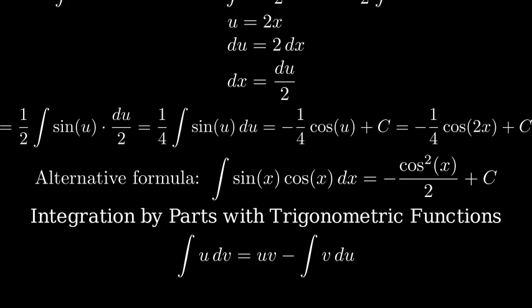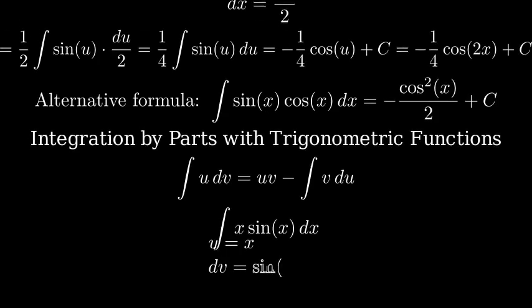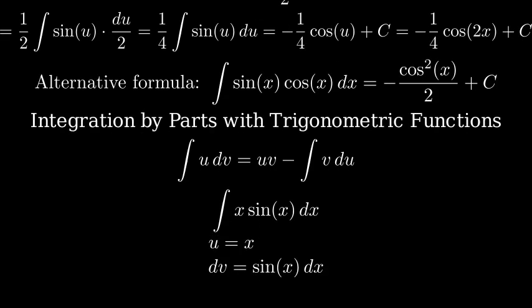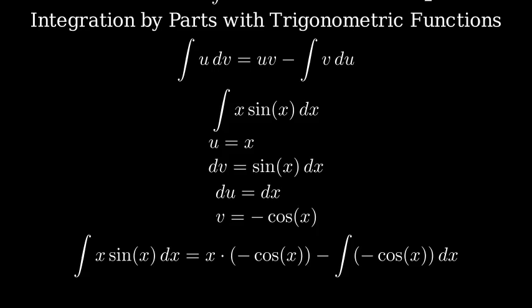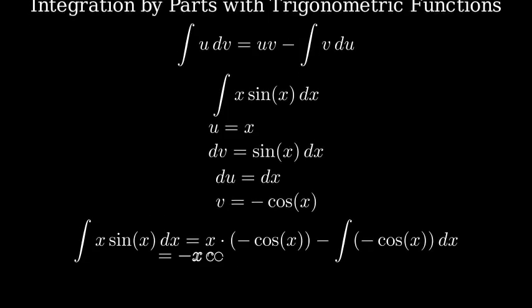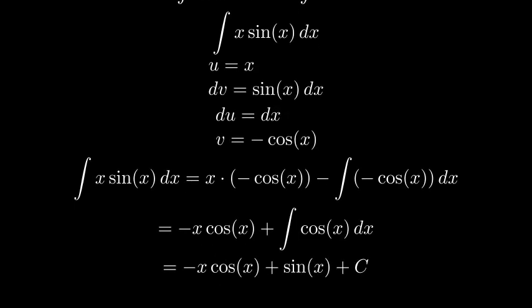Remember, the integration by parts formula is the integral of u times dv equals u times v minus the integral of v times du. Let's try to integrate x times sine of x dx. We'll choose u equals x and dv equals sine of x dx. Then du equals dx and v equals negative cosine of x. Applying the formula, we get x times negative cosine of x minus the integral of negative cosine of x times dx. This simplifies to negative x cosine of x plus the integral of cosine of x dx. Our final answer is negative x cosine of x plus sine of x plus c.